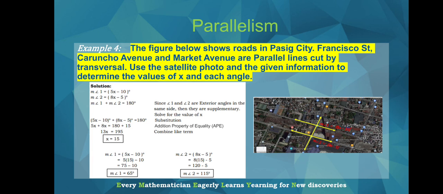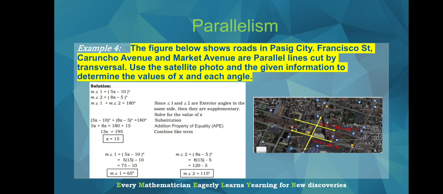To solve for the value of x, by substitution, 5x minus 10 degrees plus 8x minus 5 degrees equals 180 degrees. By addition property of equality, or APE, add 15 to both sides. We have 5x plus 8x equals 180 plus 15. Combine like terms, 13x equals 195. Divide both sides by 13, x equals 15.